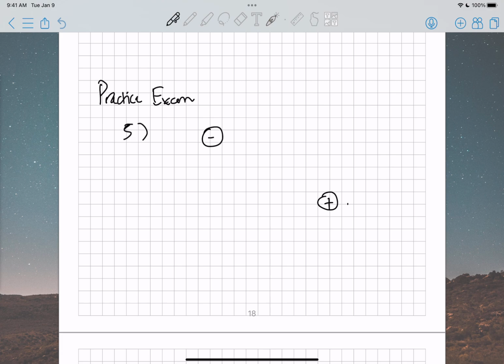So we're looking at point P, right? This is point P, and we're drawing our electric field line in a way that shows how point P would react to Q1, where Q1 is negative.